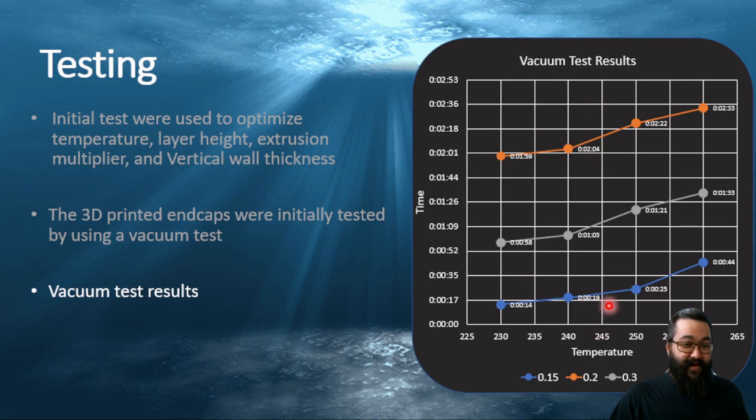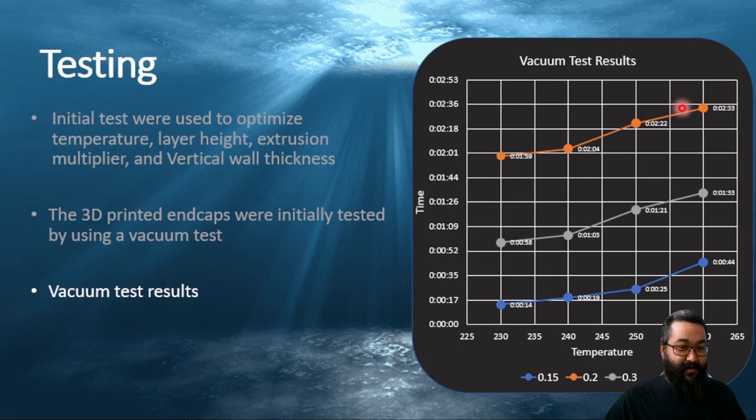If we look at the graph here, we can see that the orange at the top, which is our 0.2 layer height, gave the best result at 260 degrees C. So I took this end cap as the winner, and then I went to change the extrusion modifier as the next one.